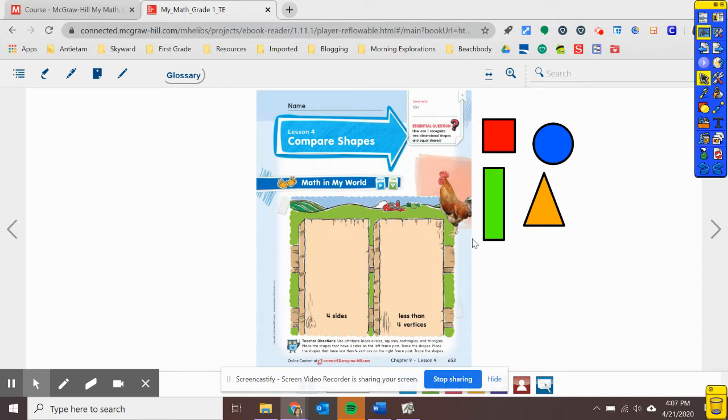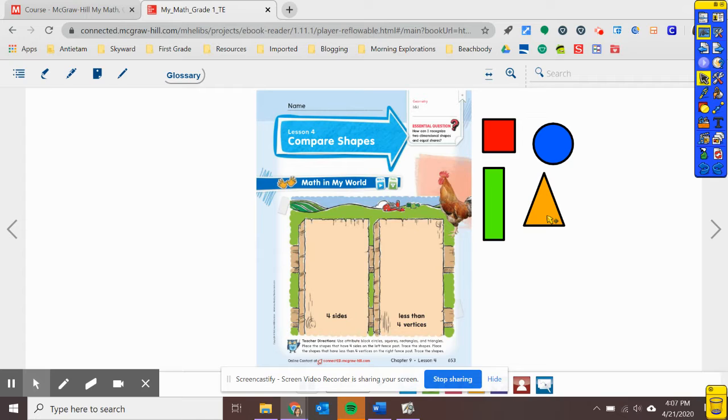What I want you to do is remember the name of this shape. What is this red shape called? Good, it's called a square. What is this green shape called? Rectangle. And then the blue shape is a circle, fabulous. And then we have a triangle, which has three sides. Okay, so we're looking at these shapes today.